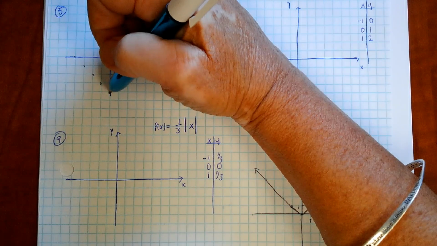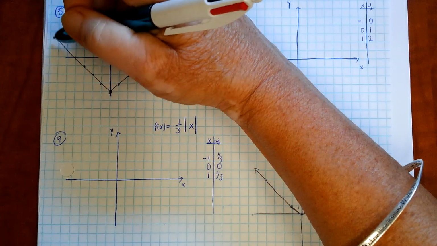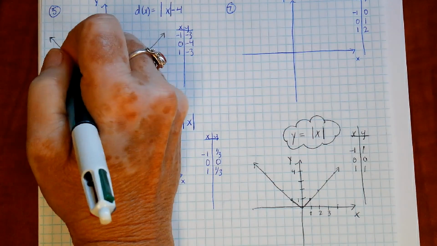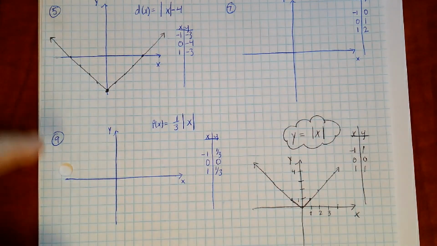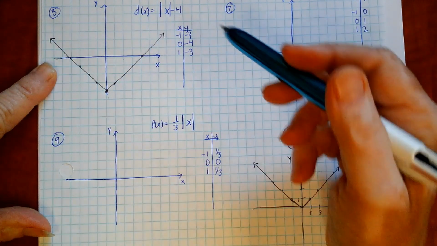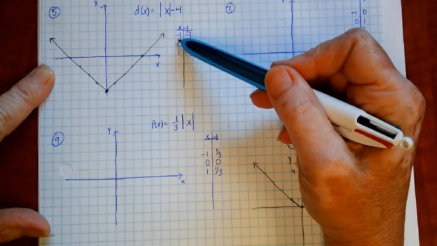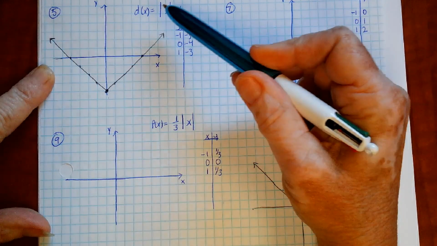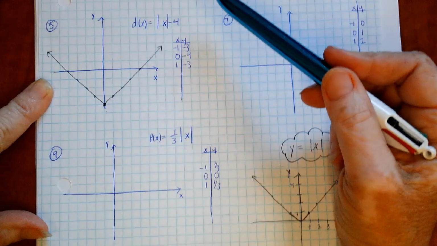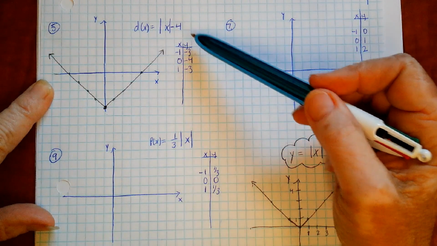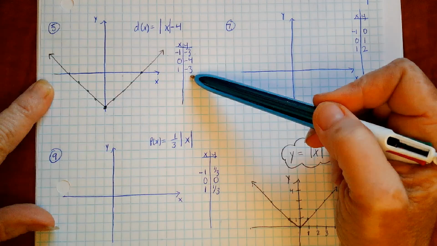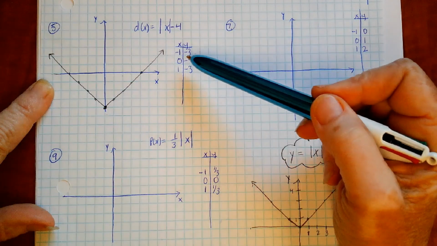Because if I just draw a random V shape on my paper, that's not enough to be a sketch of a graph. You need to at least have some intercepts. And if you look at these, -1, -3, that's just me plugging a number in. I plugged in -1, and the absolute value of -1 is 1, and 1 minus 4 is -3. You can always plug these numbers in, and they should actually appear on my graph.